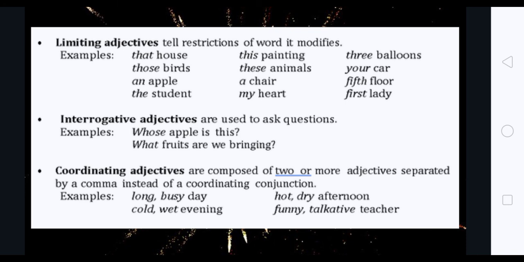Interrogative adjectives are used to ask questions. Examples: whose apple is this? What fruits are we bringing? And then, coordinating adjectives are composed of 2 or more adjectives separated by comma instead of a coordinating conjunction. Examples: long, busy day, cold, wet evening, hot, dry afternoon, funny, talkative teacher.